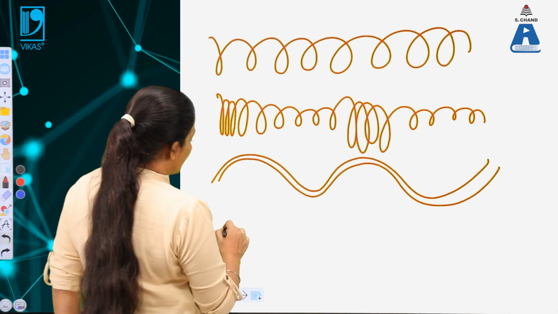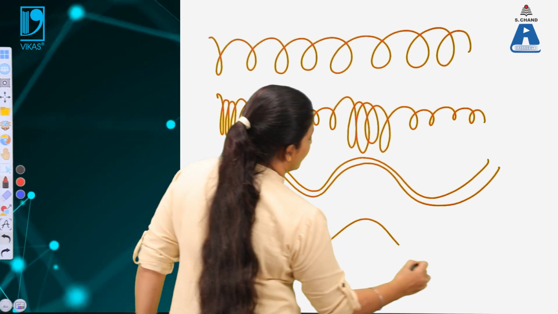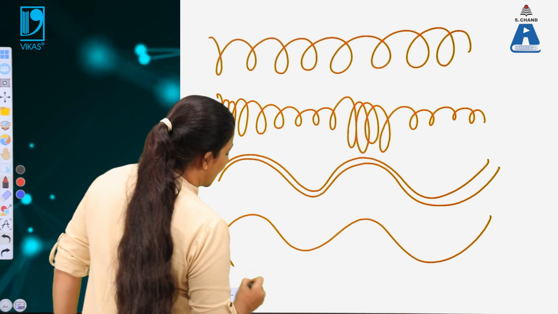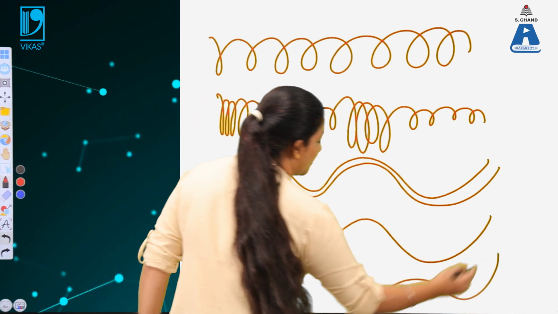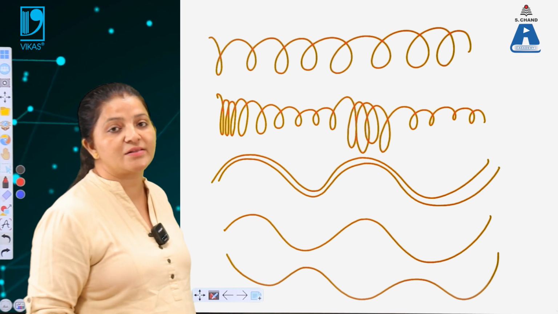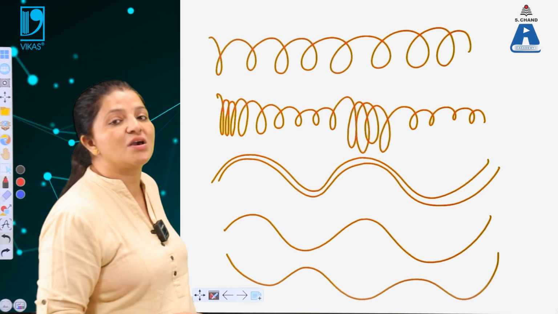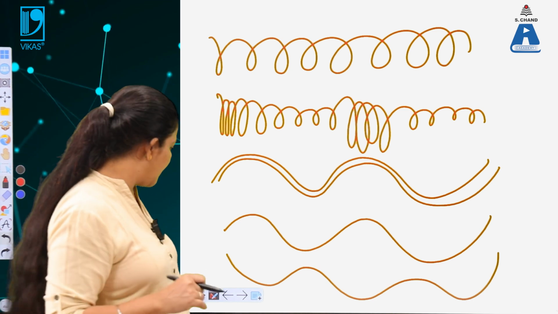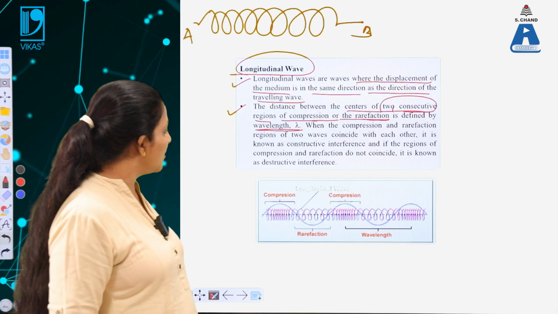While when the centers of compression and rarefaction do not coincide with each other, they are superimposed with different amplitudes, or you can say opposite amplitudes. So a destructive interference will occur. This is an important point.